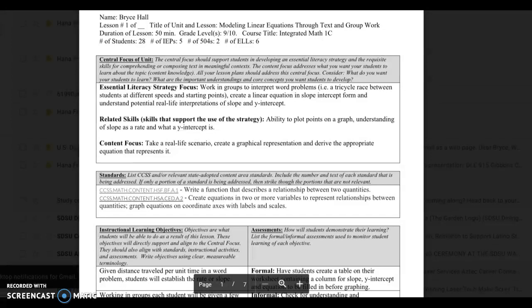The related skills, or skills that support the use of the strategy, are their ability to plot points on a graph, understanding of what a slope means in a linear equation as a rate. In this case, it was distance in meters per second, and then what a y-intercept is. In this case, it was their starting point. The content focus was to take a real-life scenario, create a graphical representation, and create the appropriate equation that represents that.